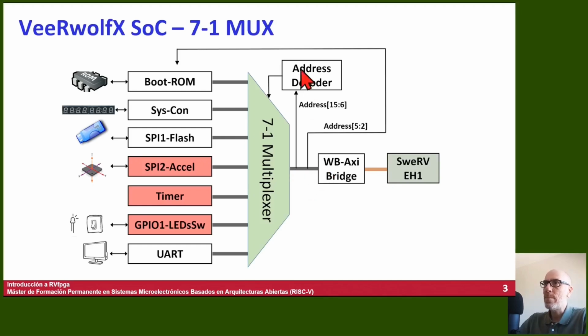Here we can see the peripherals connected via a 7-to-1 multiplexer to the wishbone bus. As we can see, an address decoder uses the most significant bits from the core's address to select one of these 7 peripherals, while the least significant bits are used to address registers in the I/O controllers.